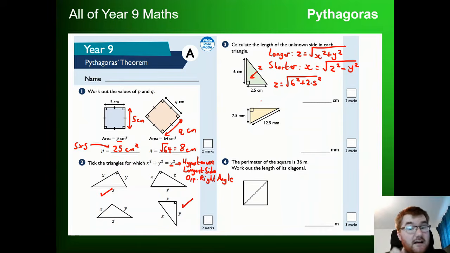Whereas for this one here, we're looking for one of the shorter sides, so we want to use the bottom formula. So let's call x is equal to the square root of the big side, 12.5 squared, minus 7.5 squared. So let's go to my calculator and work out each of these.